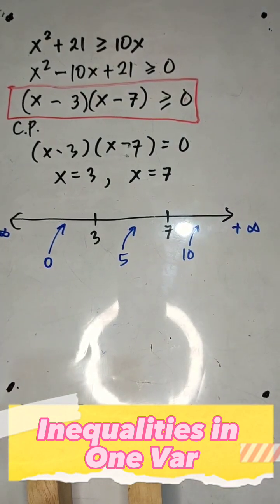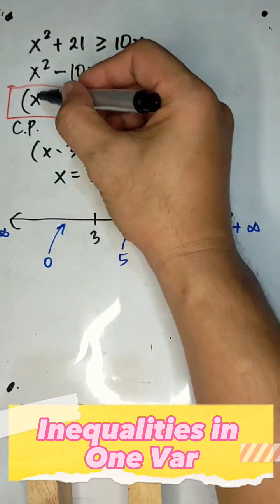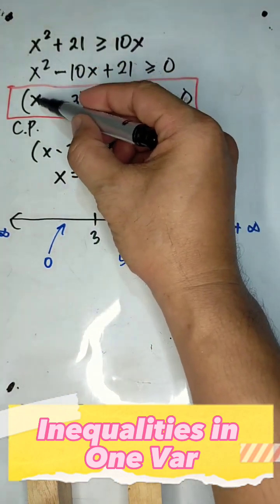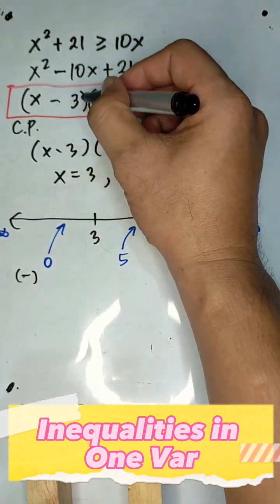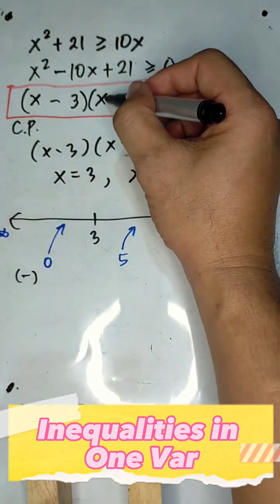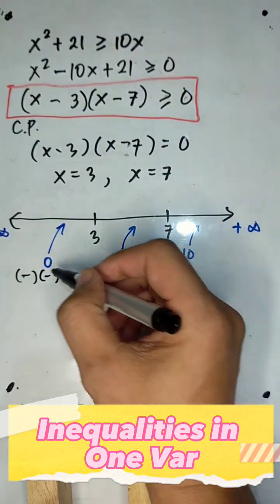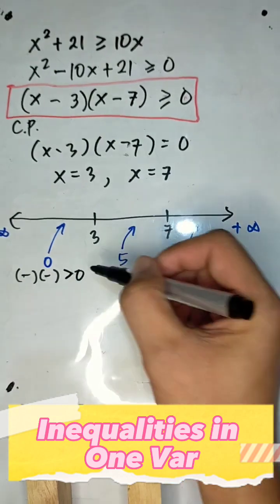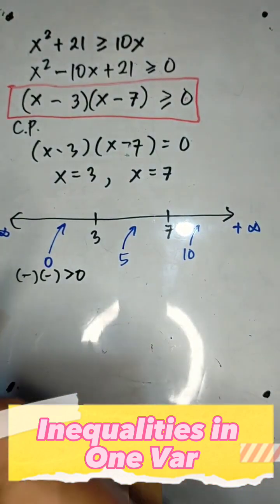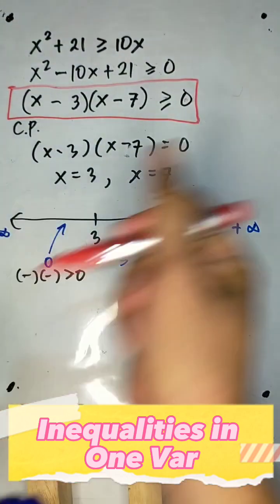Now let's use our test points in this inequality here. When x is 0, let's go back here. If it's 0, our first factor is negative. And if x is 0 here, that's negative 7, so the second factor is negative. If you multiply negative times negative, that gives us positive. So this interval here works. This interval is true.